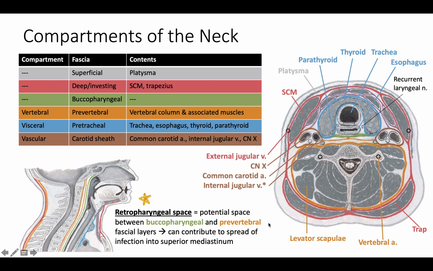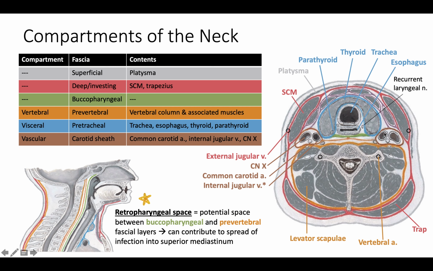So the first compartment is superficial, and it contains the platysma. Then we've got the deep investing fascia, and it's got the sternocleidomastoid and the trapezius, so you can see this outlined right here. And then right around our vertebra, we've got the prevertebral fascia, and it covers the vertebral column and the associated muscles. Right here in the front in blue, we've got the pretracheal, which is our trachea, esophagus, thyroid, and parathyroid. And then right back here, you can see in green, it would be the buccopharyngeal fascia.